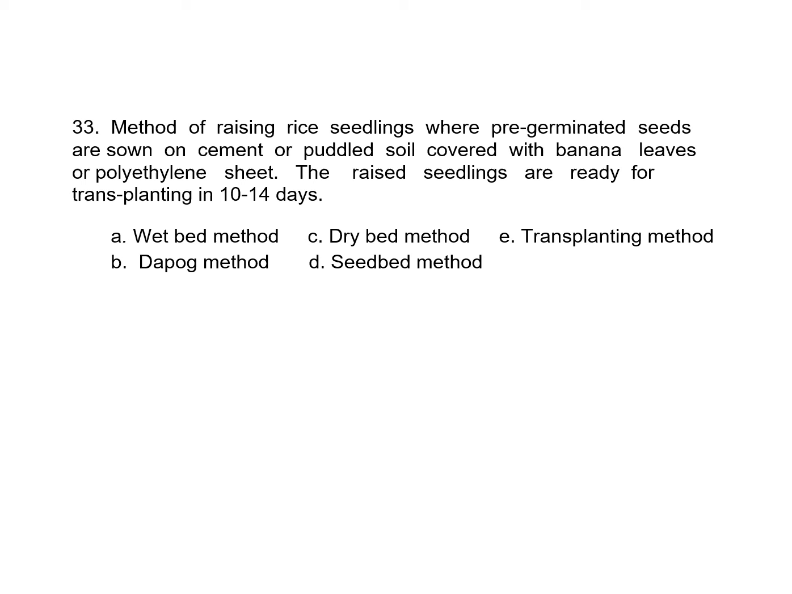Number 33. Method of raising rice seedlings where pre-germinated seeds are sown on cement or puddled soil covered with banana leaves or polyethylene sheet. The raised seedlings are ready for transplanting in 10 to 14 days. A. Wet bed method, B. Dapog method, C. Dry bed method, D. Seed bed method, or E. Transplanting method. The answer is Dapog method.